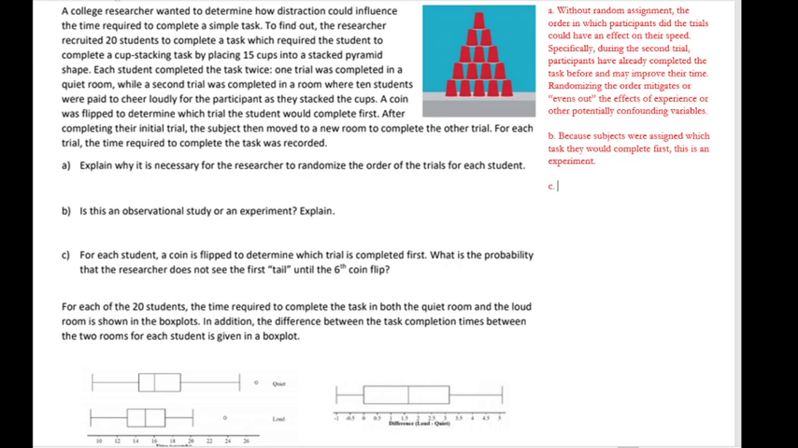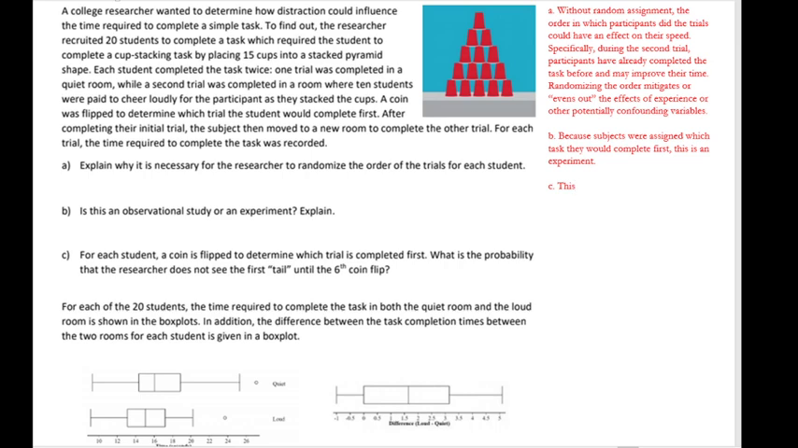And here we get to see that they like mixing in a bunch of different topics all in one thing. So for each student, a coin is flipped to determine which trial is completed first. What is the probability that the researcher does not see the first tail until the 6th coin flip?